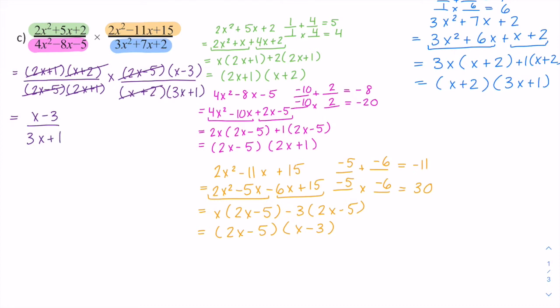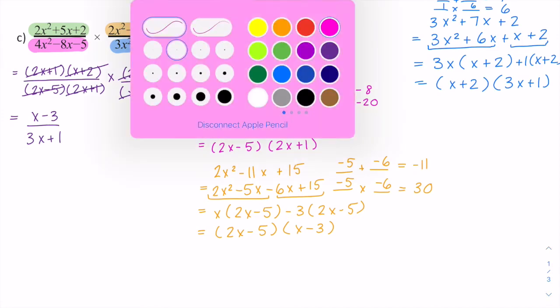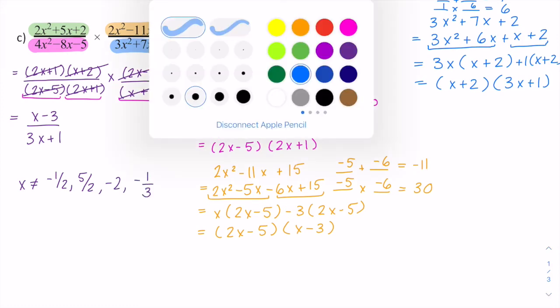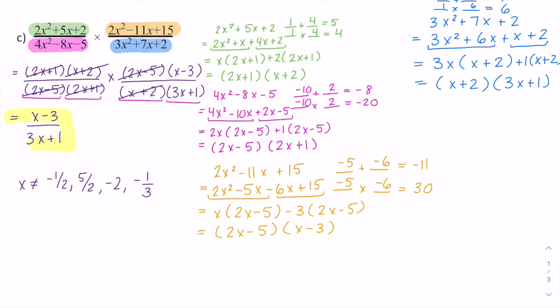Now the last thing we have to do is find those restrictions. So I look, and I have restrictions coming from here, from here, from here, and from here. And those will give me that x cannot equal negative 1/2, 5 over 2, negative 2, negative 1/3. And that is our final answer. So that is really as hard as these get. Now let's try some division ones.